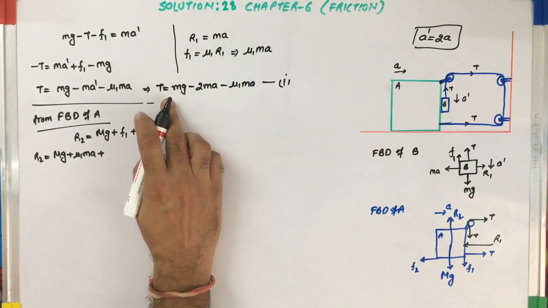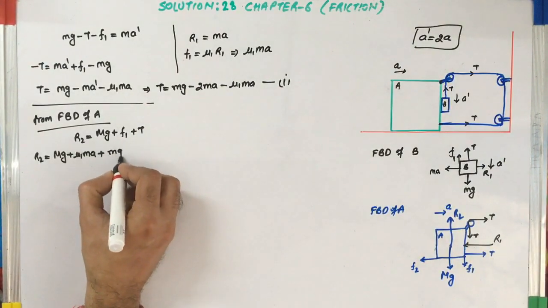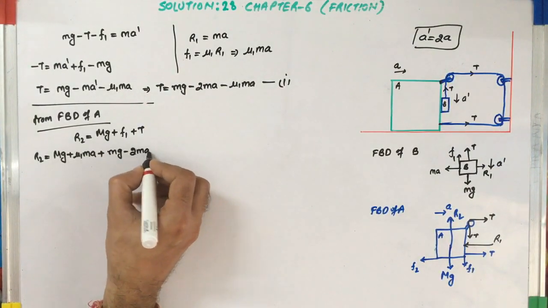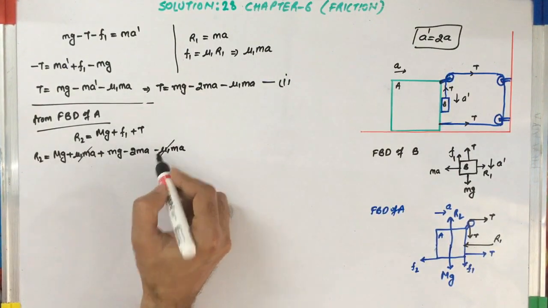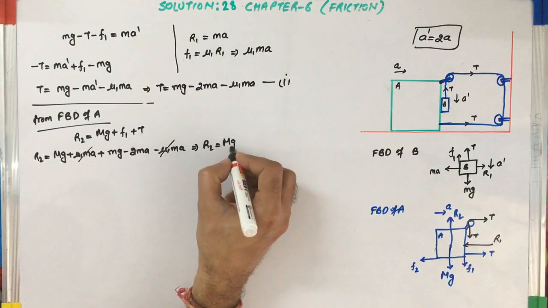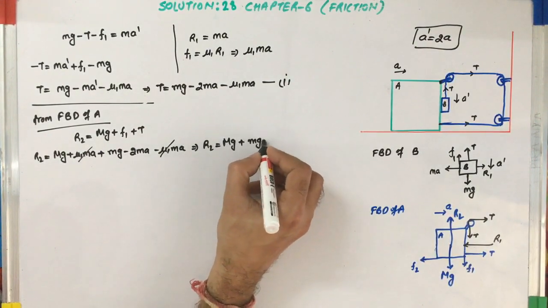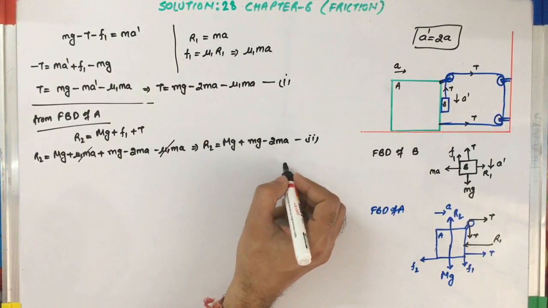Now putting the value of T from equation 1 into this one. So it will become mg minus 2MA minus mu1 MA. So this mu1 MA will cancel out. So this R2 will become mg plus mg minus 2MA. Let's say this is equation number 2.